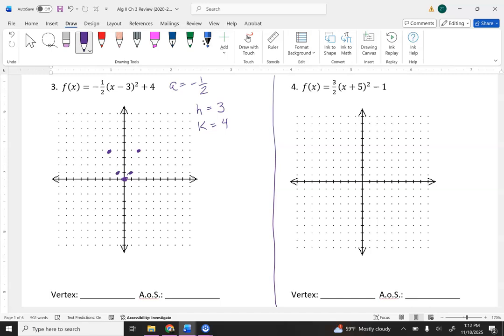All right, so the A value, all we do with the A value is we multiply our Y values by that number, so -1/2. All right, so I'm going to use red to represent our new points. I'm going to start on the left side. The Y value of this point is 4. So we're going to do 4 times that -1/2. 4 times -1/2 is -2. So this point is just going to move to a Y value of -2.